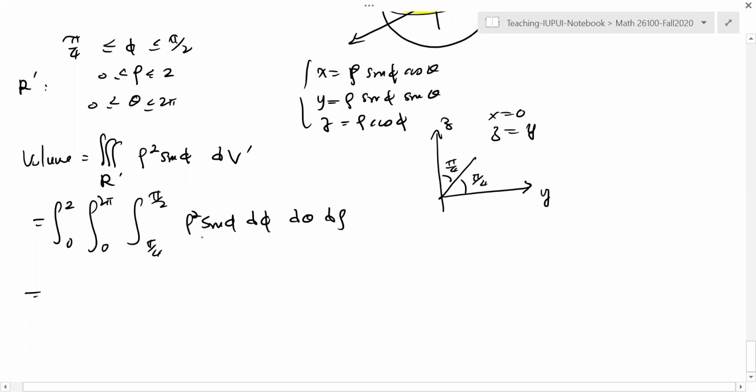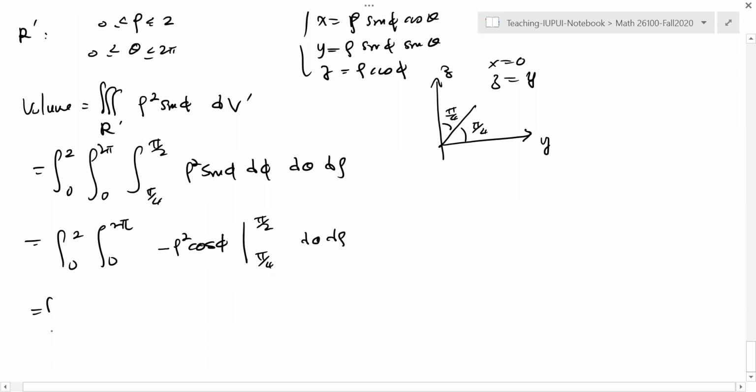So the antiderivative of sine phi is going to be negative cosine phi, right? And then evaluate at the two endpoints. And that is going to be, cosine pi over 2 is 0, so this is positive. Cosine pi over 4 is square root 2 over 2.